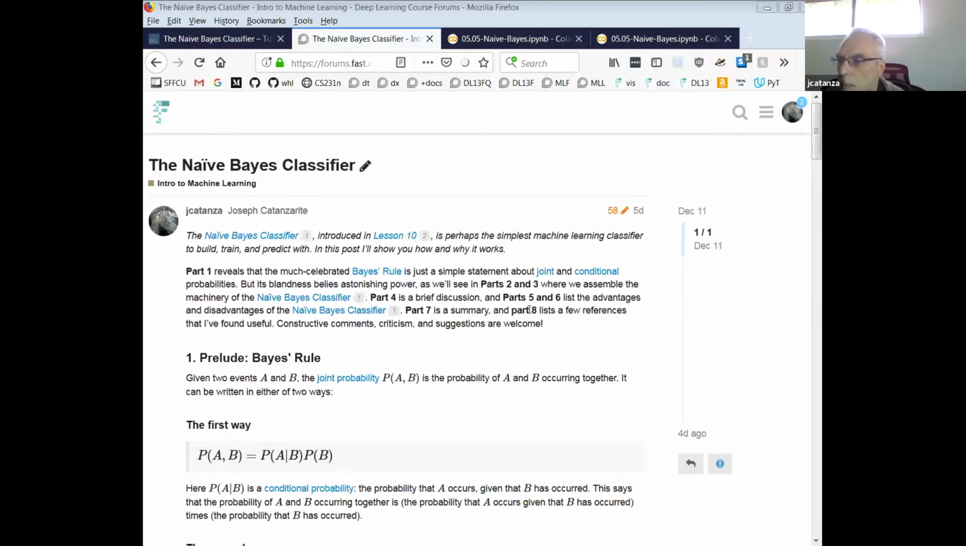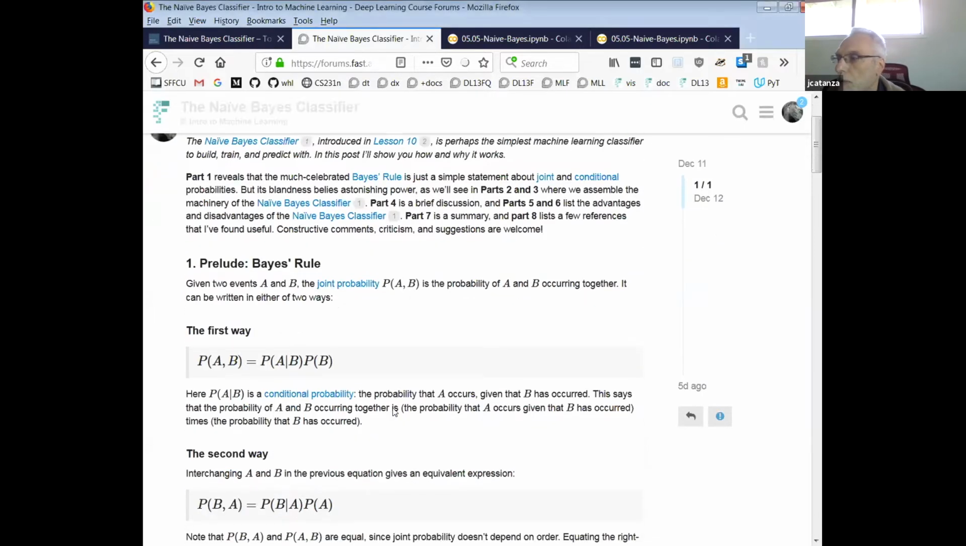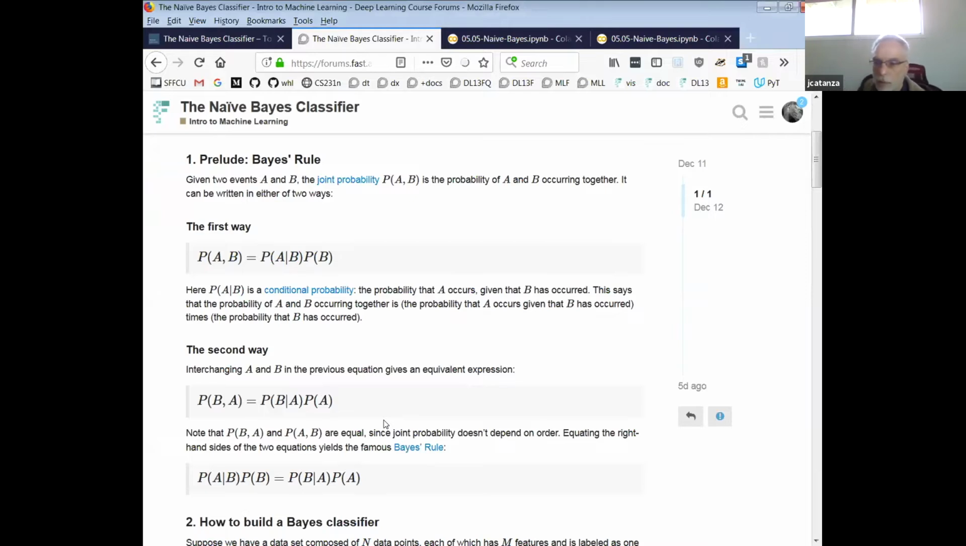So the starting point is Bayes' rule. Hold on, let me close my door so that other people in the house won't be disturbed. So the starting point is Bayes' rule, which is really a statement about conditional and joint probabilities. So I wanted to develop that first, and then from there, we can build the Bayes classifier.